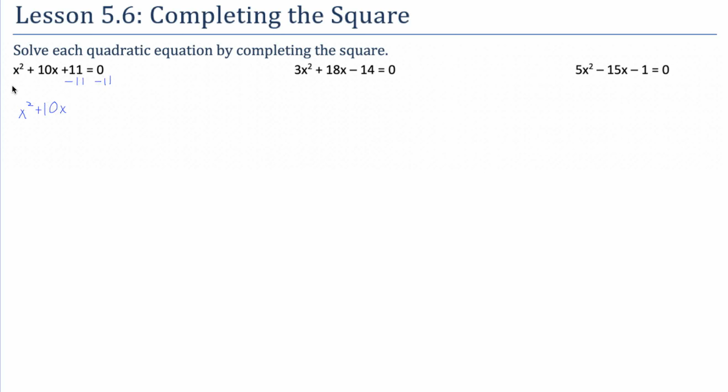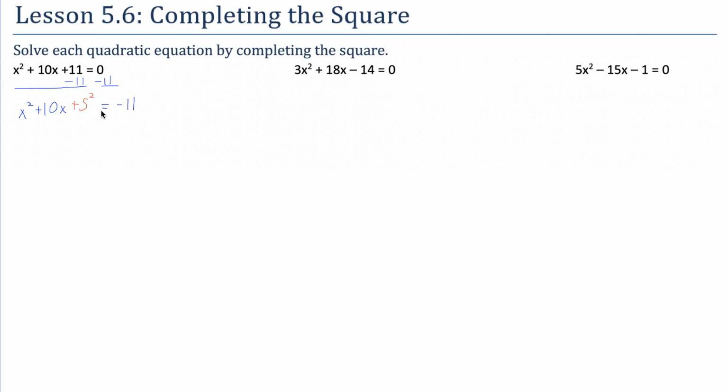So the first thing we do when solving by completing the square is get the x's on one side and the constant on the other. And what I'm going to do here is I always leave a gap, because we're going to have to add something in there. This is where the idea from the first part of the lesson comes in. We have to take half of 10, which is 5, and square it. So we're going to add 5 squared.